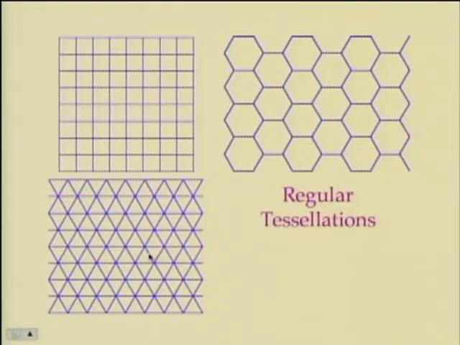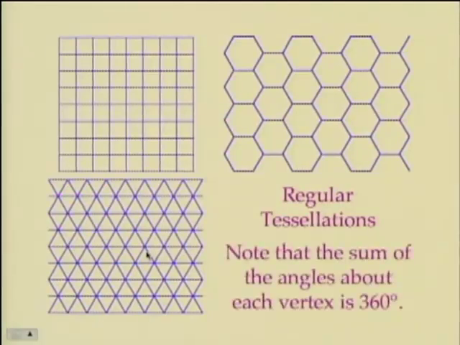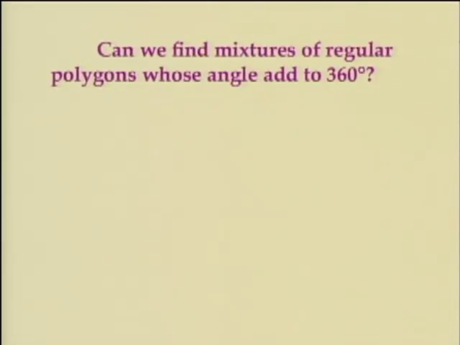And the thing I want to point out about this is the sum of the angles around each vertex, around each corner, is 360 degrees. And so that's my goal. Can I find a mixture of regular polygons whose angles add up to 360 degrees?